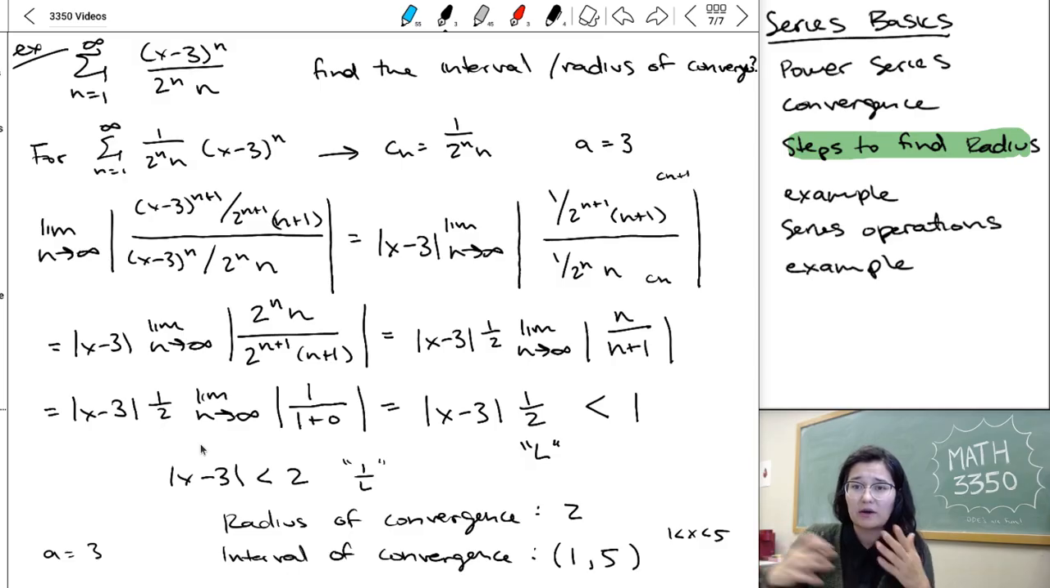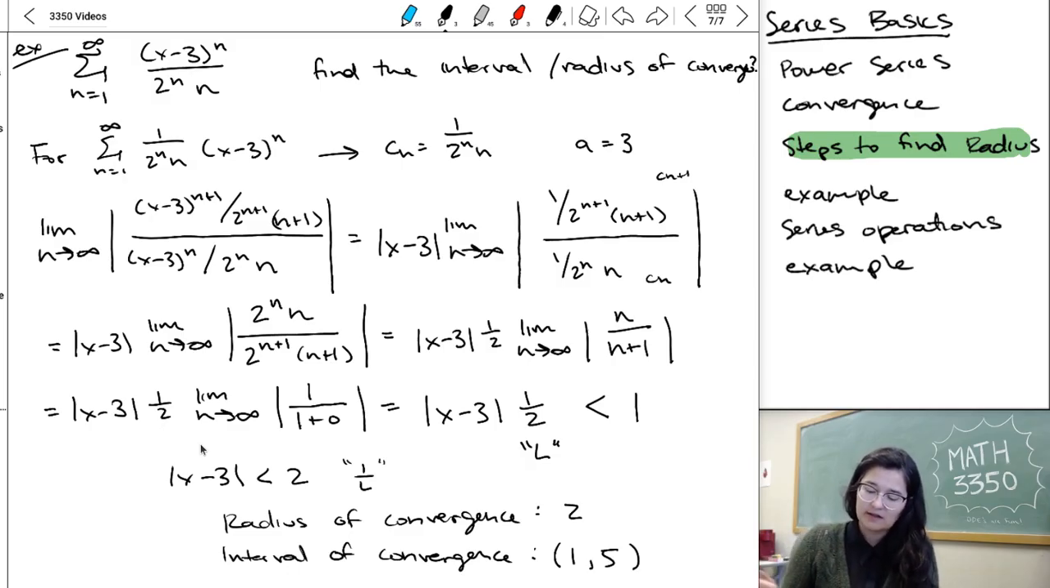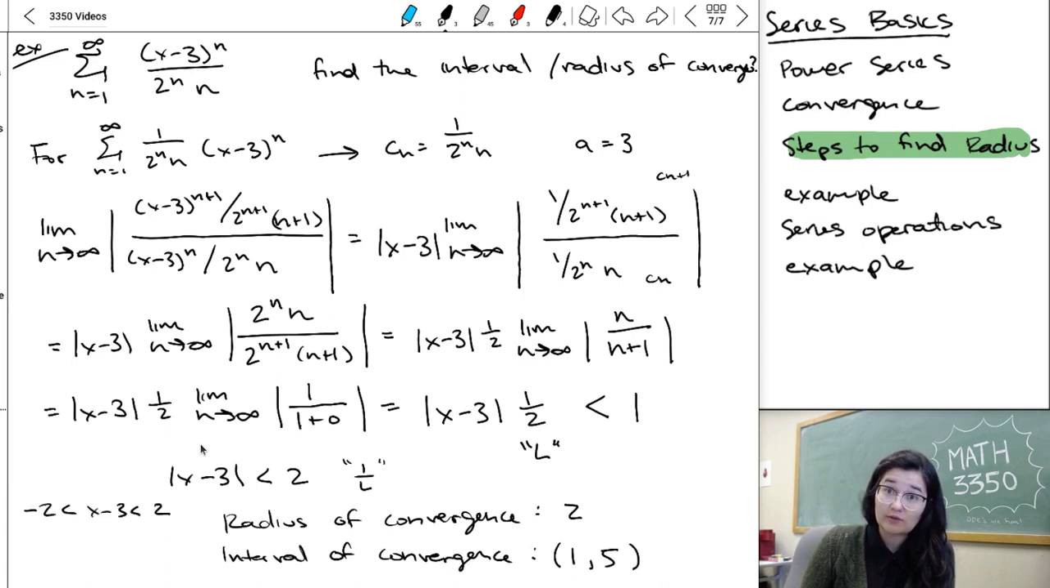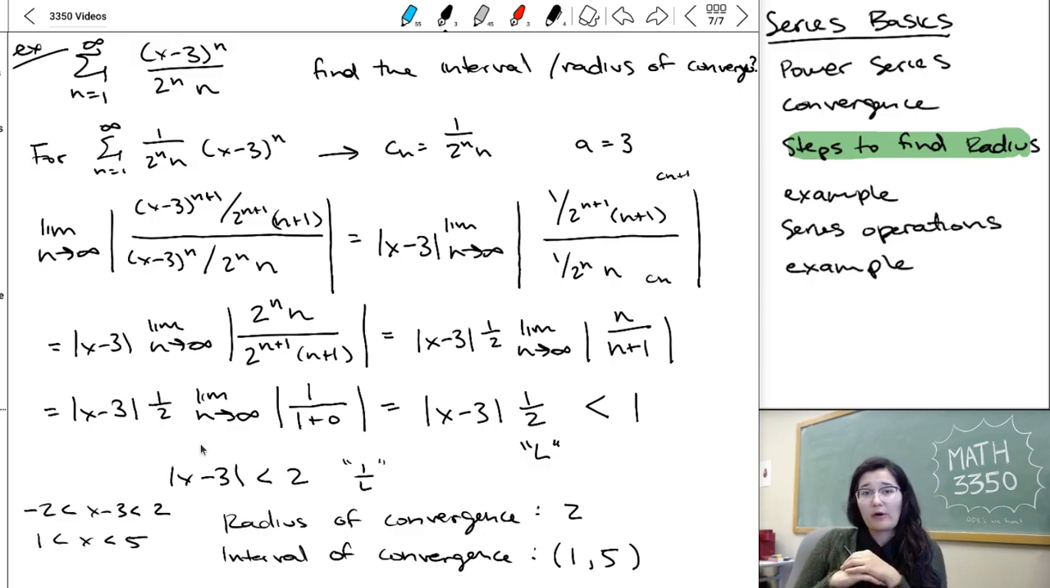If you were actually going through and algebraically solving this, you would do that minus 2 less than x minus 3 less than 2. Add 3 to both sides. And end with something that looks like that. Both are appropriate ways to represent an interval. Just depends on how you prefer to do the problem.